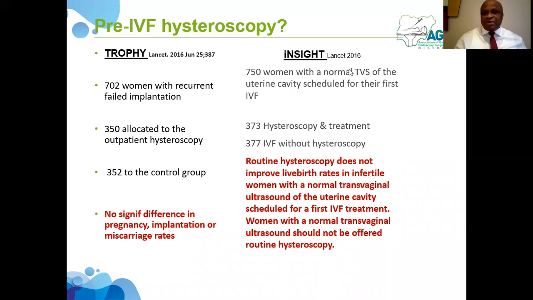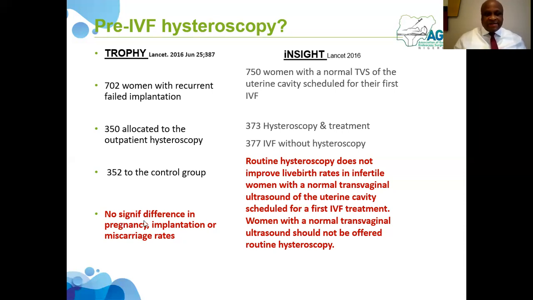It brings me to these two major papers, both published in 2016 and both published in the Lancet. The TROPHY study, which was carried out here in London by the group at Guy's and St Thomas' Hospital, led by Mr Tariq El-Toukhy, looked at 702 women who have had recurrent failed implantations, so 2 or more failed IVF cycles. These women were randomized into 2 groups, over 350 to have outpatient hysteroscopy, and the other 350 control did not have outpatient hysteroscopy prior to their next IVF treatment.